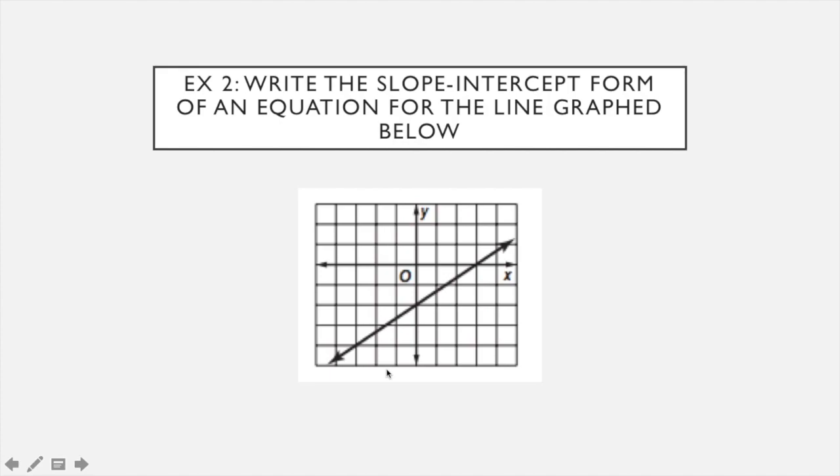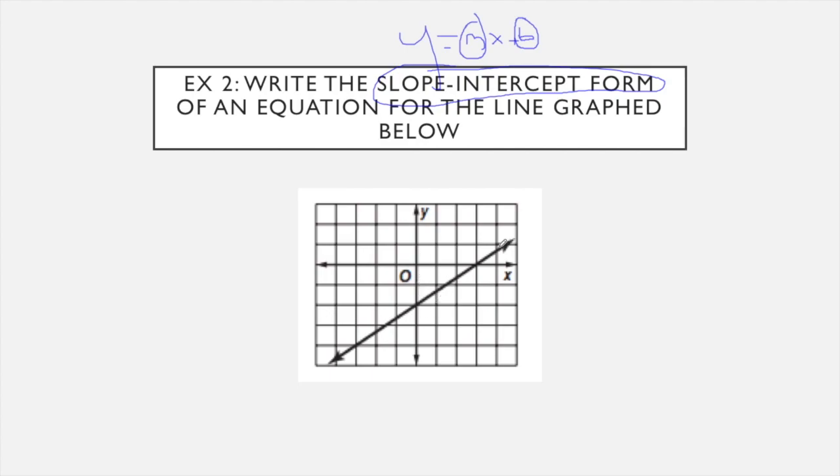So example 2. Here we want to write the slope-intercept form of the line that we see here. So slope-intercept. There's the form that we're keying on for this one. We know that means y equals mx plus b. So since this is what we're looking for, we know the two things we must find are m, the slope, and b, the y-intercept.